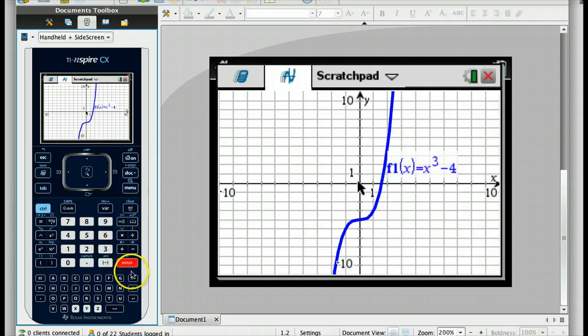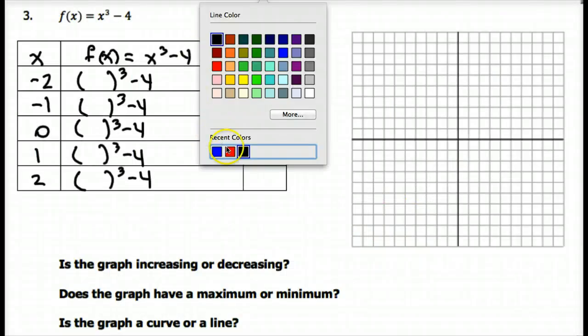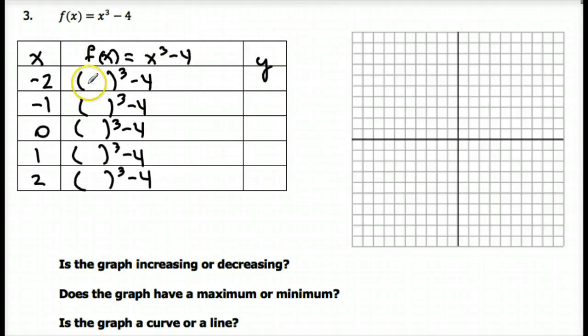Hit enter, and we get sort of this weird squiggly S shape. Okay, so this is what our graph should look like when we plug in each of our points. So now we'll go back and we'll see if we can get this shape. Anytime you're cubing a number, that means you're taking it times itself 3 times. So a negative times itself 3 times is going to give you a negative again. Negative 2 times negative 2 is 4, times negative 2 again is negative 8. So we'll do negative 8 minus 4, which is negative 12.